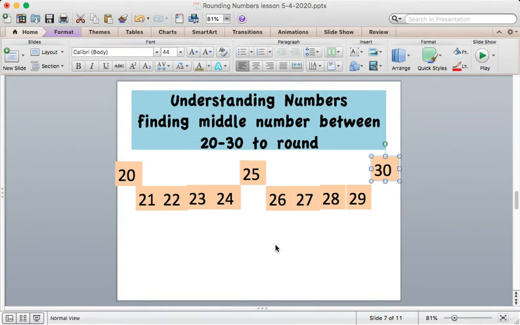If I said to you, say for instance, I chose 23 on this number line, where would I round it if I'm rounding to the nearest 10? Would I round it to the lower 10 or to the higher 10? Well, if you know 5 is your middle number, 4 and below rounds to the lower 10. 5 and above rounds to the higher 10. So 23 would round to 20.